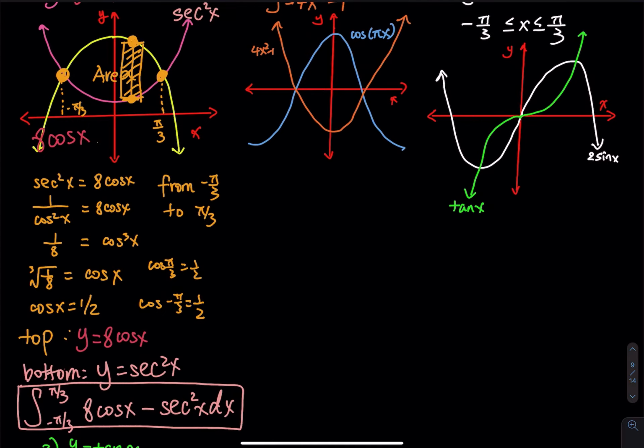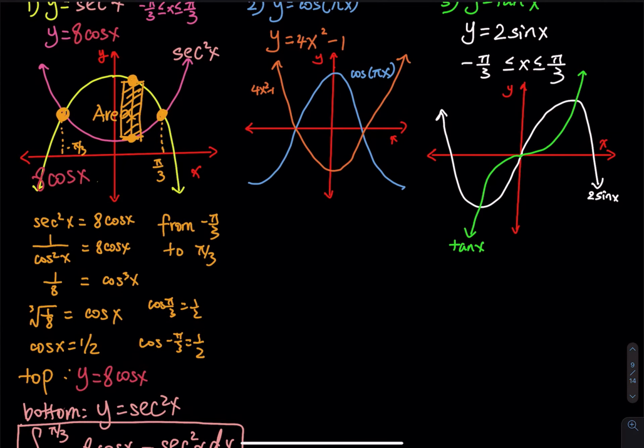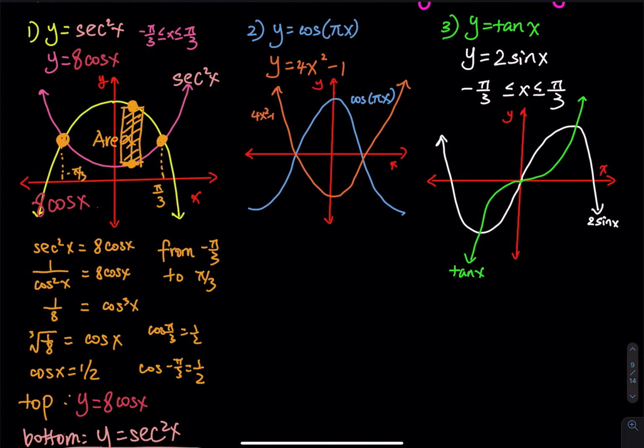All right, so that's the first one, and then the next one we have a cosine and a 4x squared. So this first we have a cosine, so this time let me double check cosine pi x, got the graph right, and then the 4x squared minus 1 parabola facing up, shift 1 unit down, so the graph is perfect.